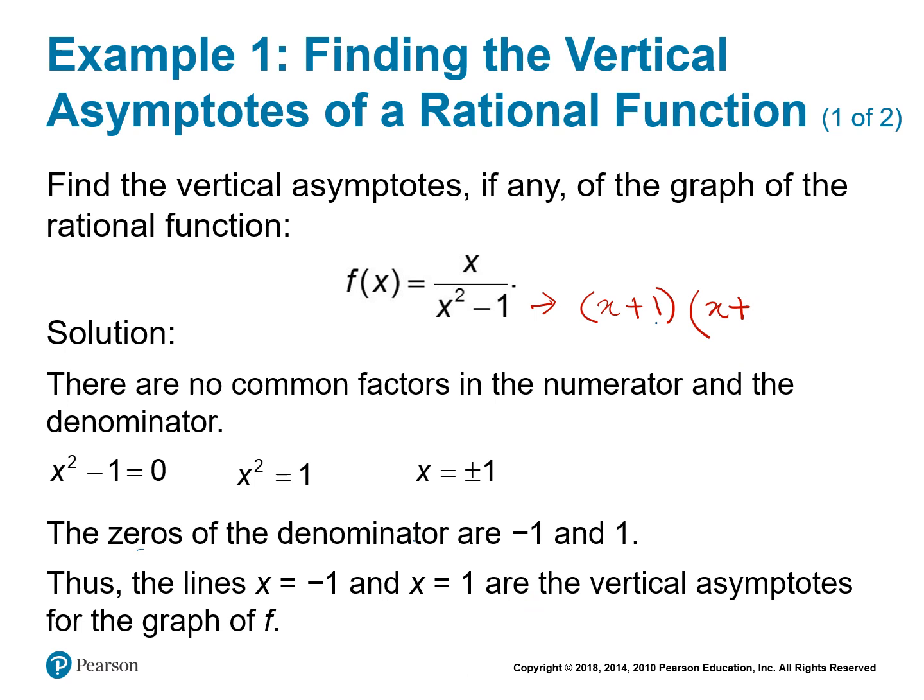Excuse me, let me just erase the plus and make this a minus. Minus 1. All right. And we see that there are no common factors between what we have in the numerator and the two factors of the denominator, correct? So since there are no common factors, the next step is to take just the denominator expression, q of x, in this case it's x squared minus 1, and solve for x.